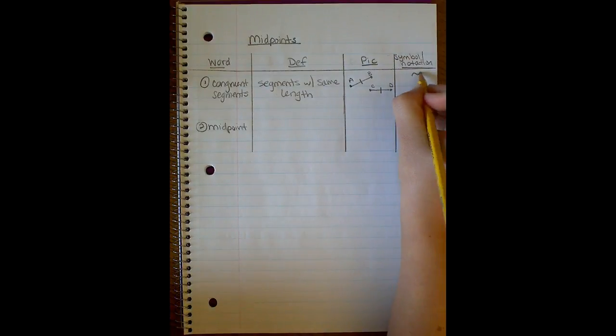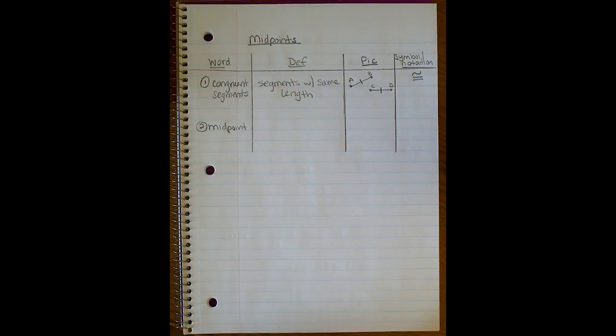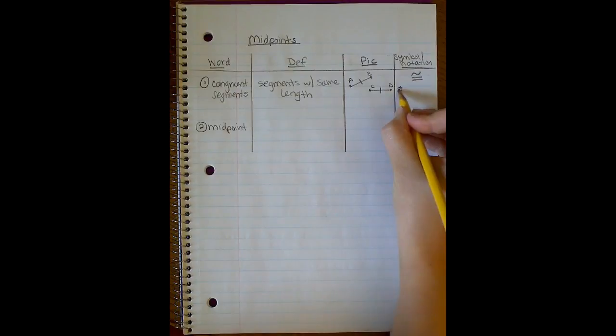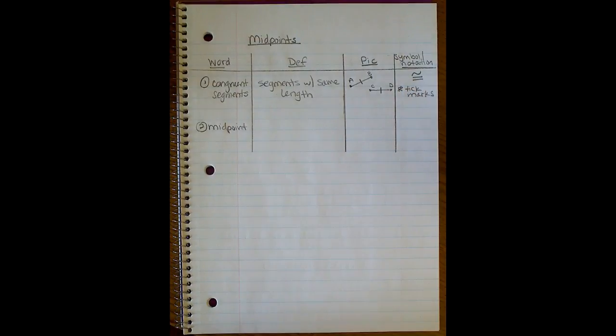So the symbol for congruent looks like this. It's like an equal symbol with a little squiggly above it. And also I would jot down that you want to look for the tick marks. That tells you that two segments are congruent.